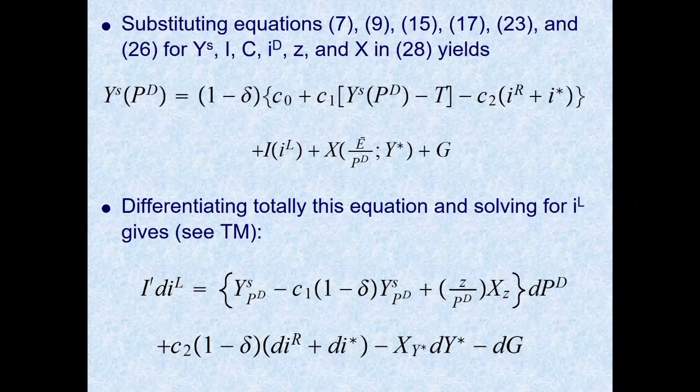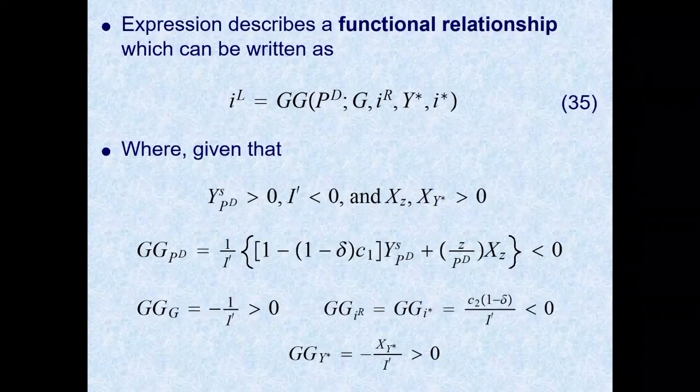So once you go through this, essentially, you can show that, but now I have isolated IL here on the left. I have a term in PD, and then I have all those terms in IR, I star, Y star, and G, which are all exogenous variables. I can write the relationship between IL and PD as this functional form, GG, right? Which, again, is going to isolate PD as the other endogenous variable. And after the semicolon, these are all exogenous variables. G is going to be government spending, which we're going to use to study fiscal policy. IR is the policy interest rate or the refinance rate, which we're going to use to study monetary policy.